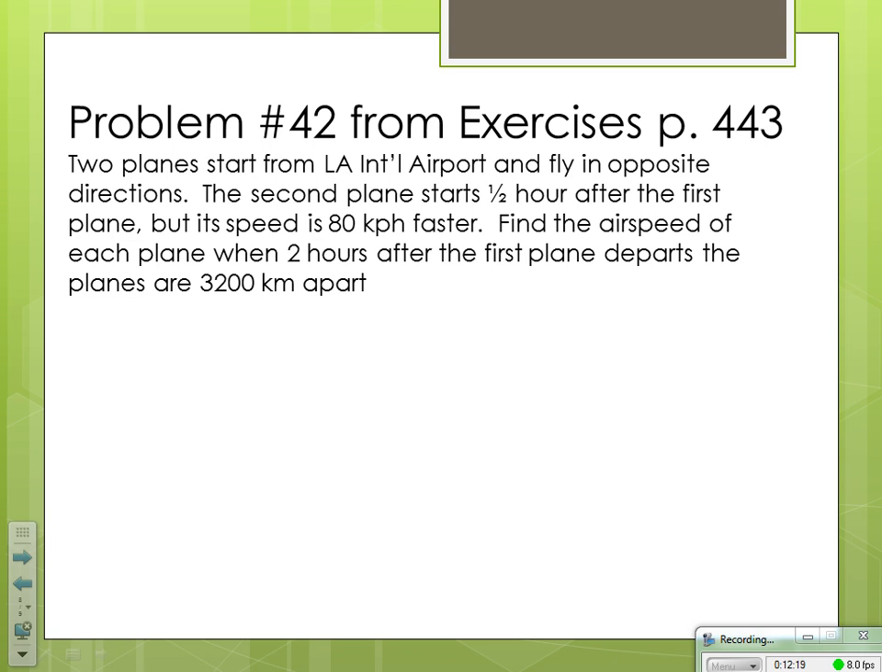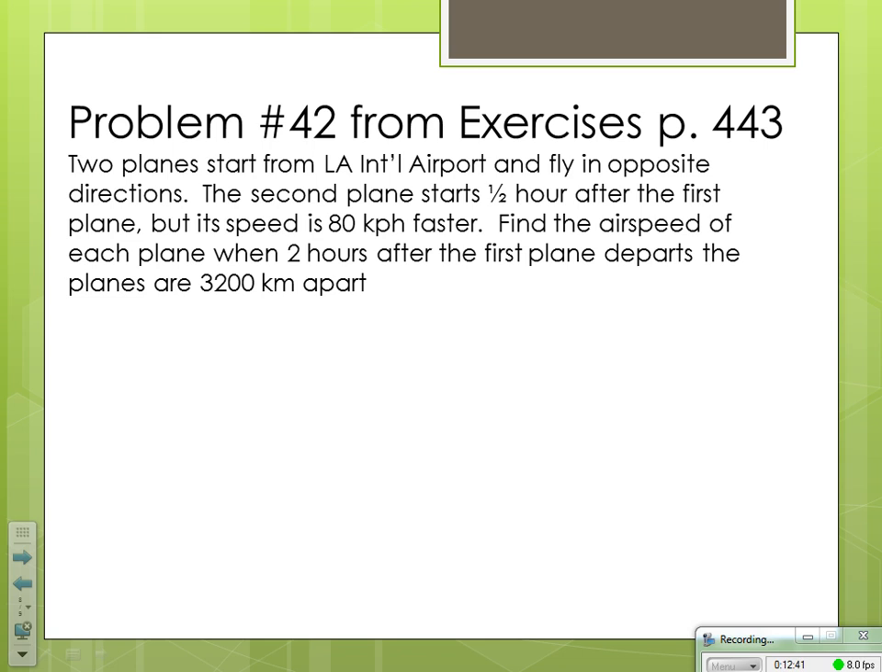So, like I said, this is number 42 out of our exercise page. It says 2 planes start from LA International Airport and fly in opposite directions. The second plane starts a half hour after the first, but its speed is 80 kilometers per hour faster. Find the airspeed of each plane when 2 hours after the first plane departs, the planes are 3,200 kilometers apart.